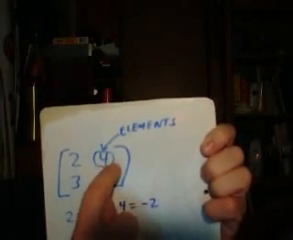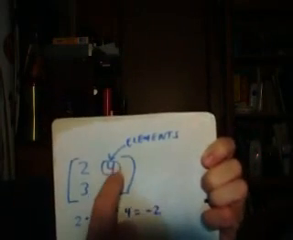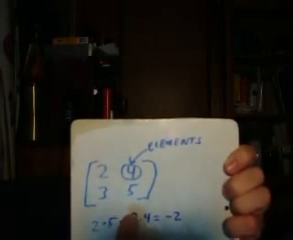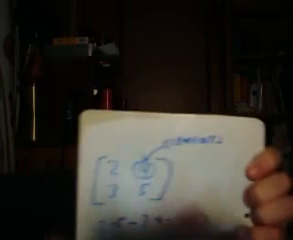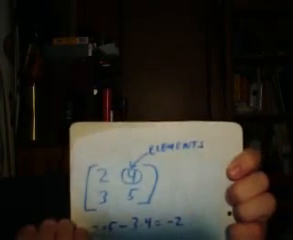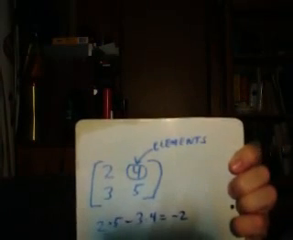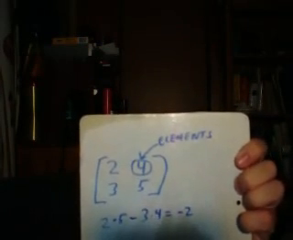2 is an element, 4 is an element, 3 is an element, and 5 is an element of this square matrix. Now, how do you know it's a square matrix? Because it has 2 rows and 2 columns. Okay? And you could have 3 rows and 2 columns. You could have 3 columns and 2 rows, so on and so forth. But we won't get into that kind of sophistication at this point.